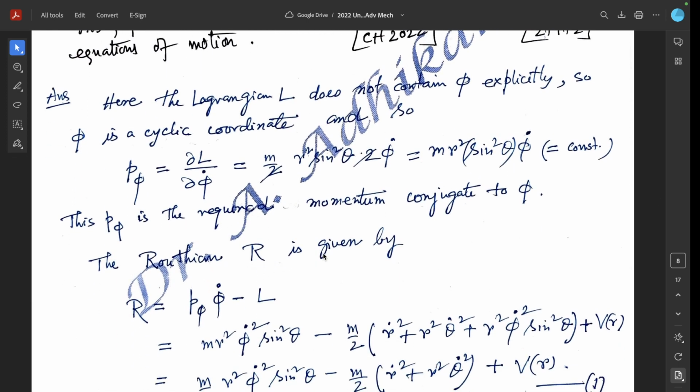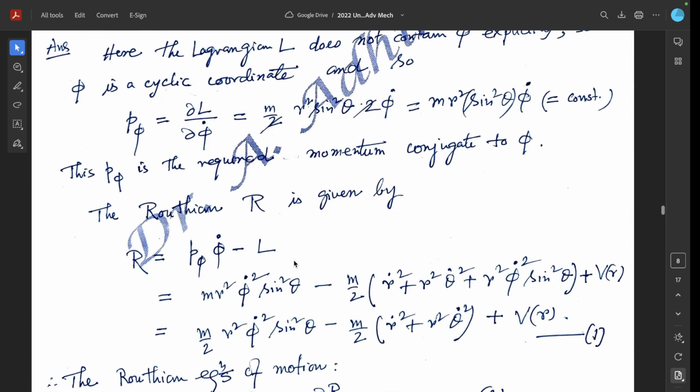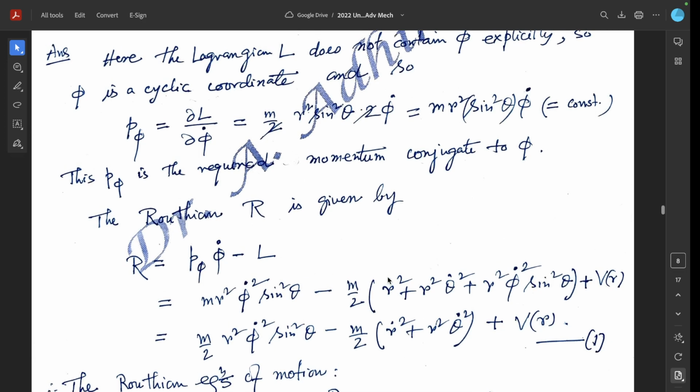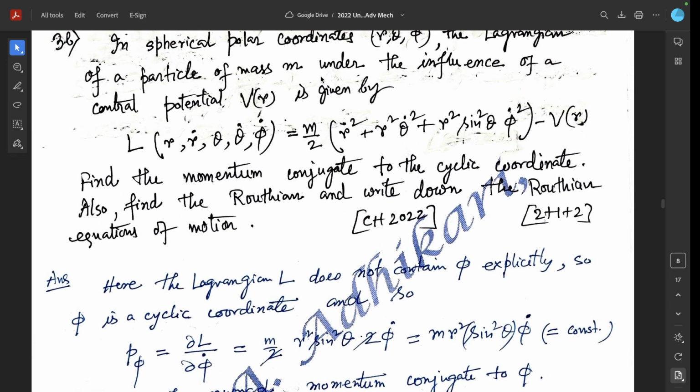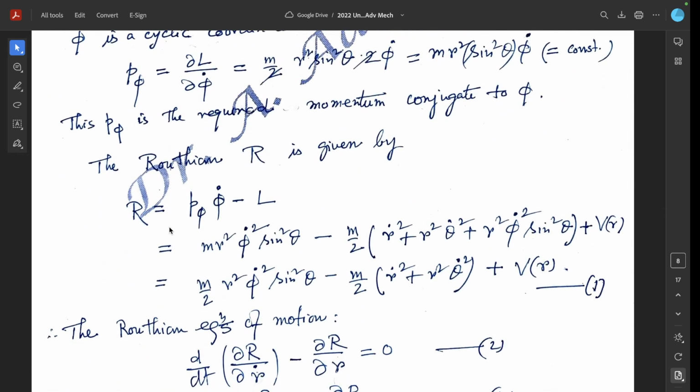Now the Routhian R is equal to p phi phi dot minus L. So p phi is this, and phi dot. So we substitute phi dot squared, r squared sin squared theta, and the value of L as given in the question. Simplifying, we get the Routhian R equal to expression 1.